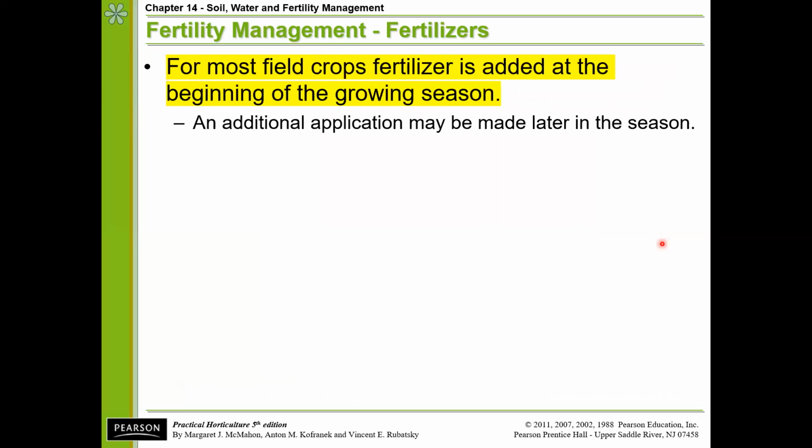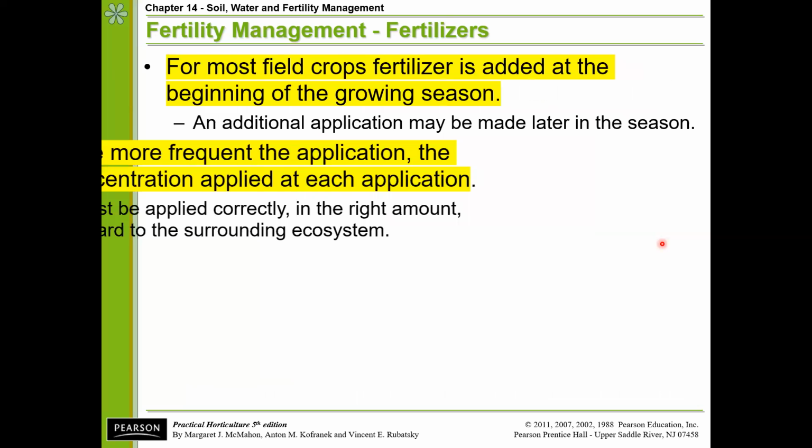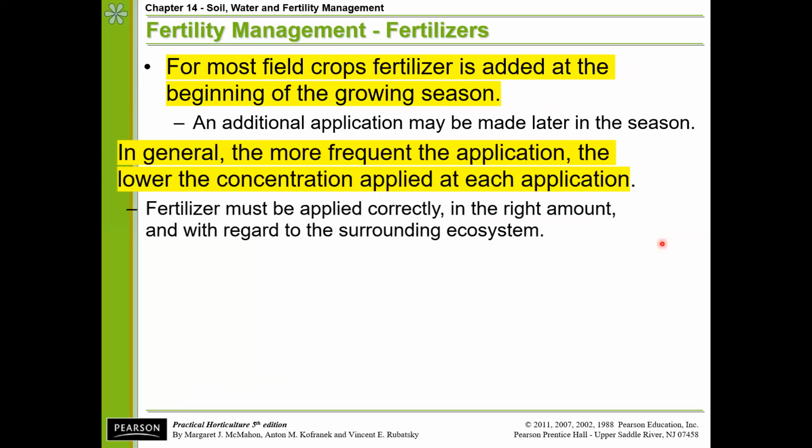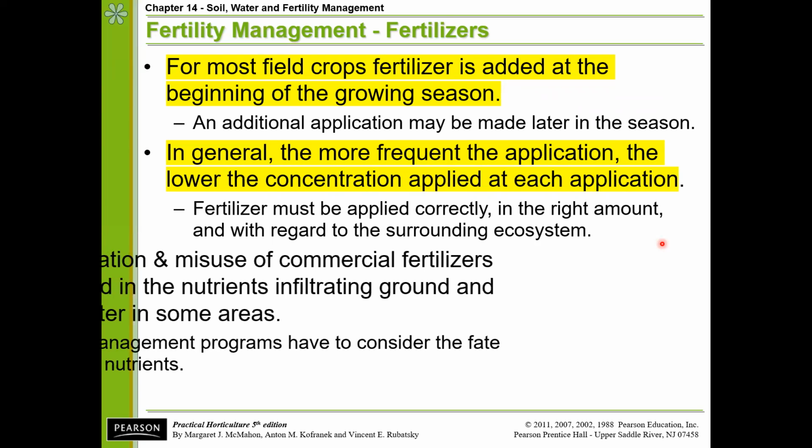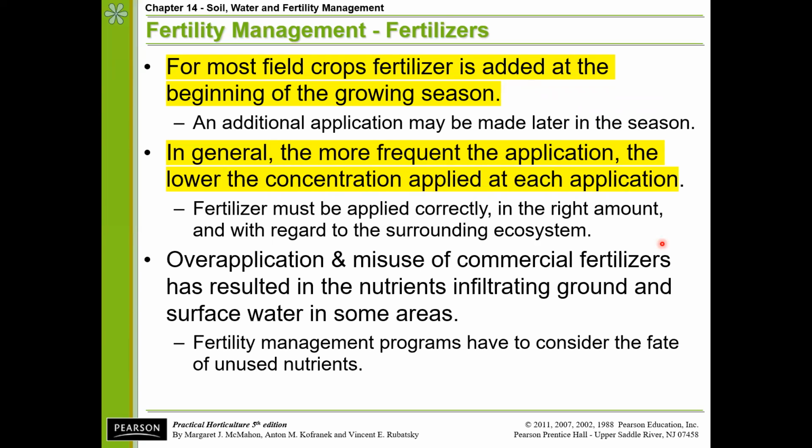Generally, each crop should have its own fertilization system. And for most of our field crops, that's going to be adding a complete fertilizer at the beginning of the growing season, at least to get them started. And then in general, adding more of a lower concentration throughout the season, depending on the plant's needs at the time.